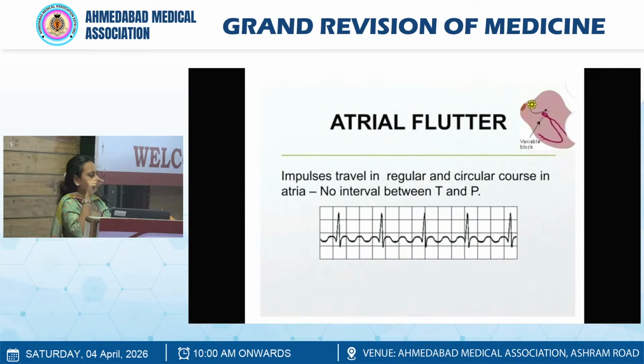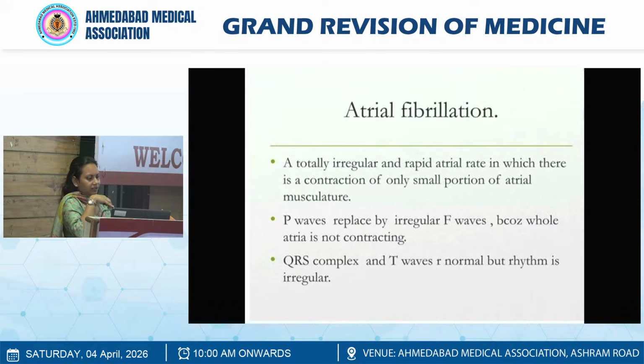So saw-shaped T and P waves are atrial flutter. Atrial fibrillation is a totally irregular and rapid atrial rate in which there is contraction of only a small portion of atrial musculature. P waves are replaced by irregular fibrillatory waves because the whole atria is not contracting. QRS complex and T waves are normal, but rhythm is irregular.